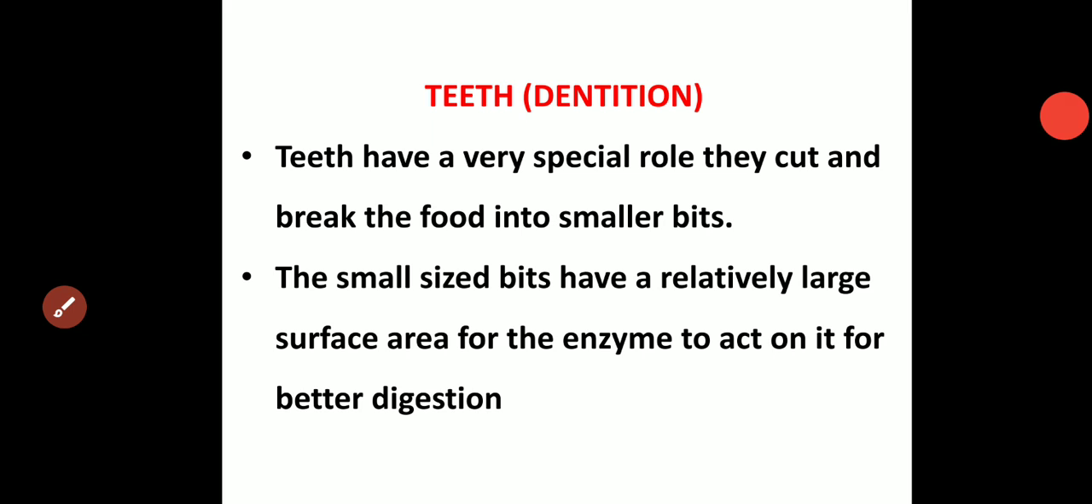Then coming to teeth, the dentition. The teeth are present both in the upper and the lower jaws. They are white, shining, hard structures, and they are called the teeth. We have four types of teeth. And what do these teeth do?